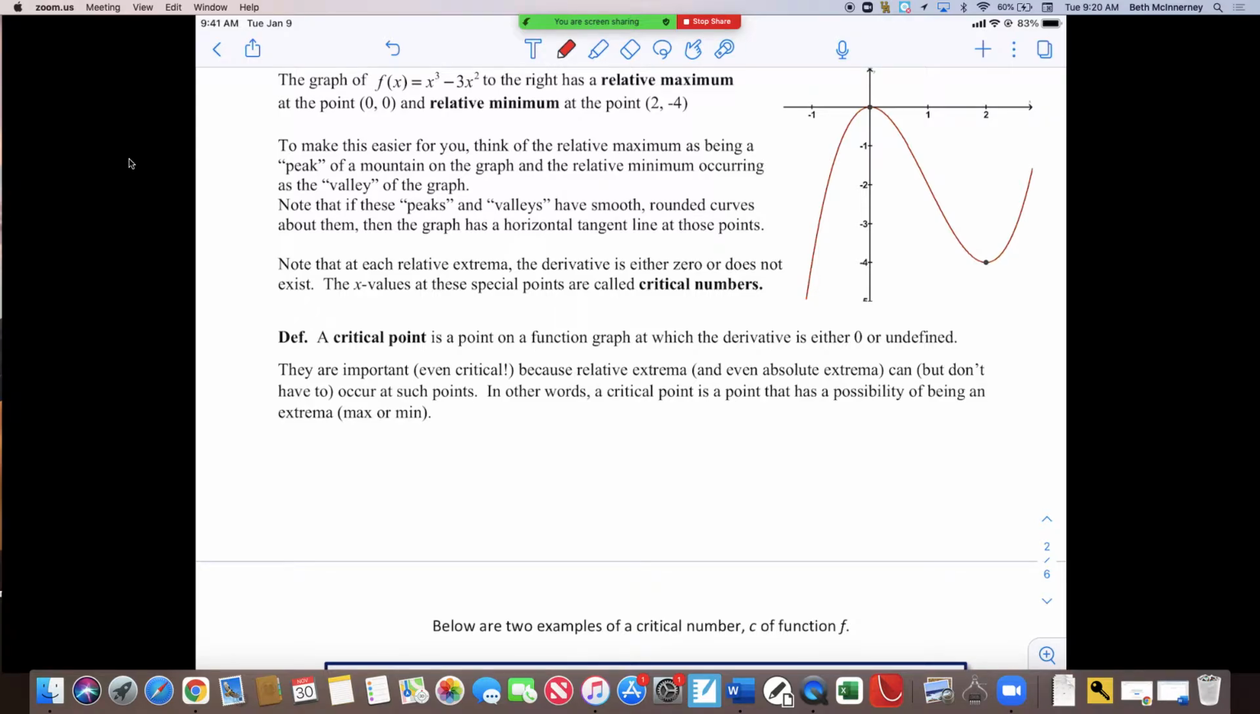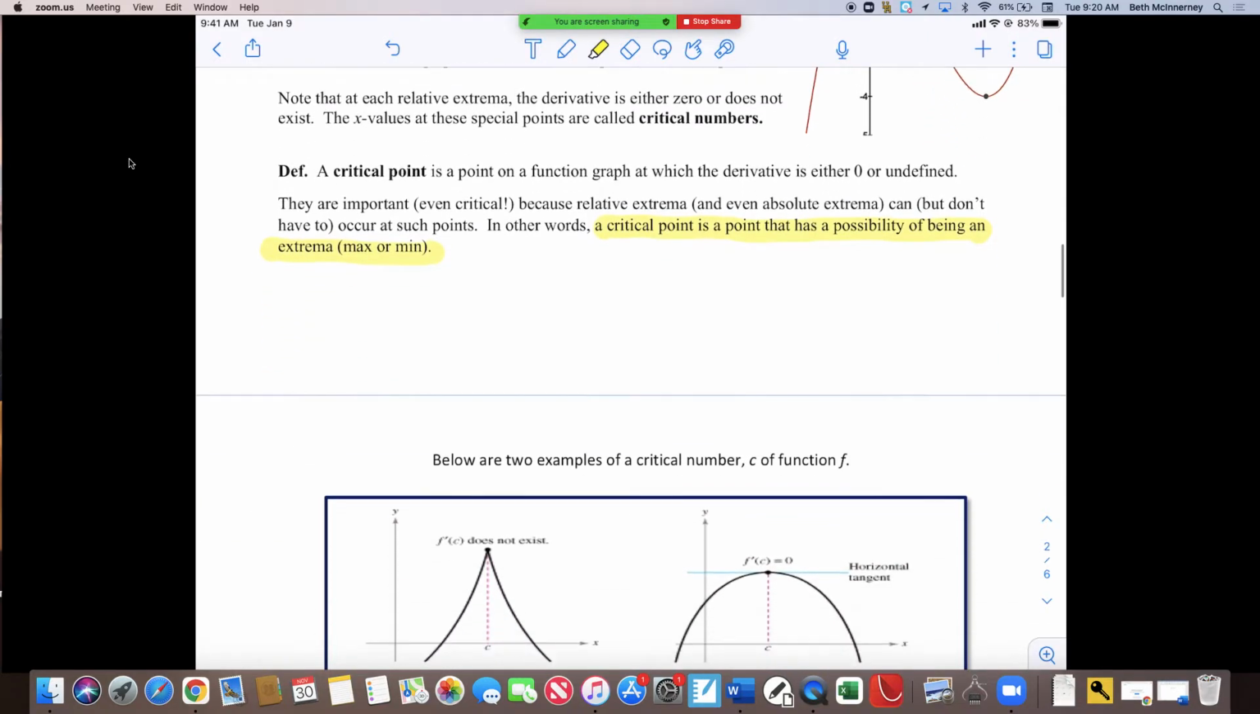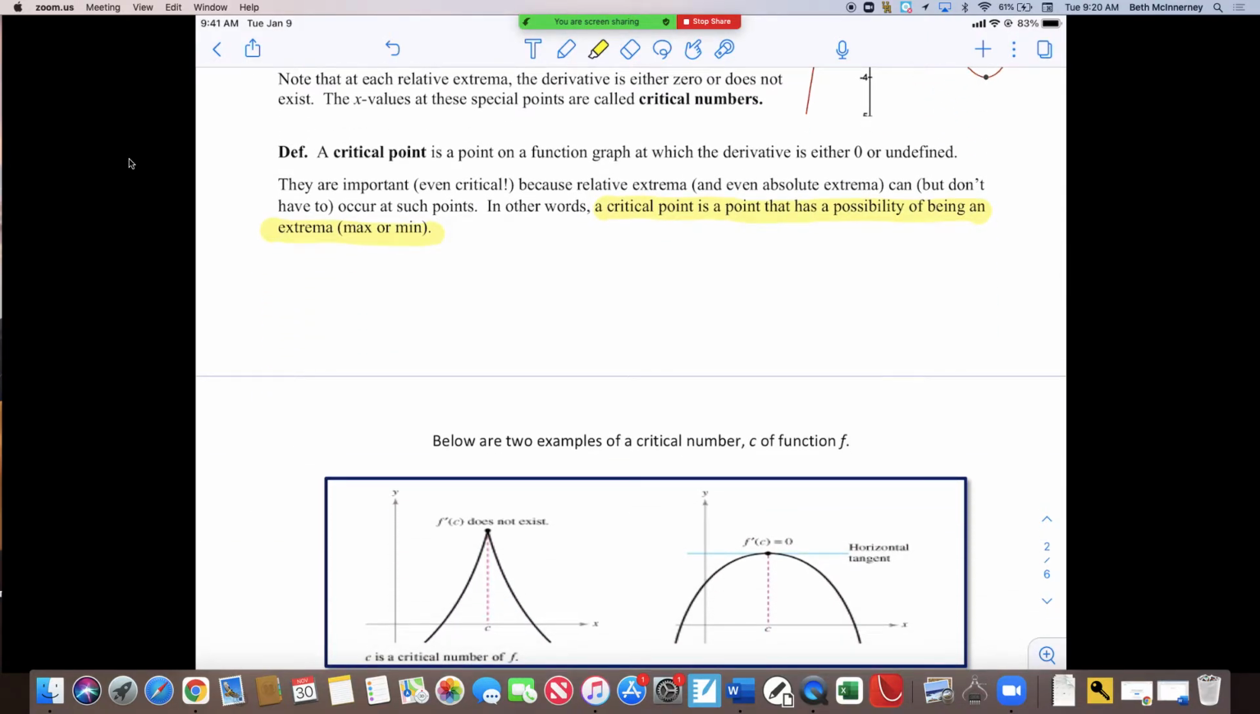They are important, even critical, because relative extrema and even absolute extrema can, but don't have to, occur at such points. In other words, a critical point is a point that has a possibility. So let's use our highlighter. A critical point is a point that has the possibility of being an extrema. It doesn't guarantee it, but it gives us that it's a possibility.